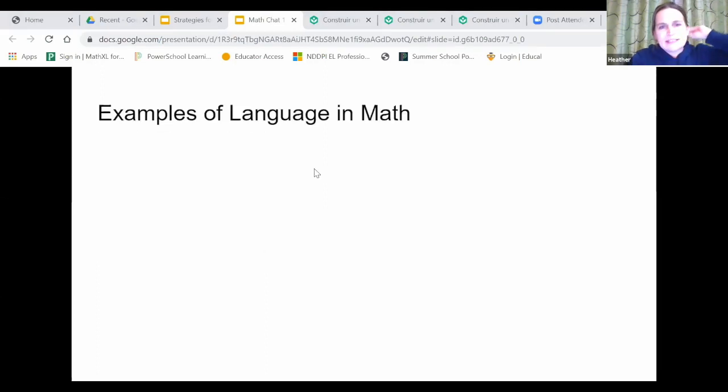So what kind of examples can you think of that are in math? I don't know if we agreed on this, but let's pretend we agreed that there is actually a lot of language in math. Math is not the same everywhere, and it's not easier just because it's math. What are some examples of where you would find language in math?